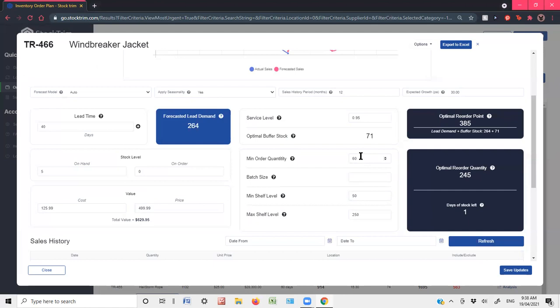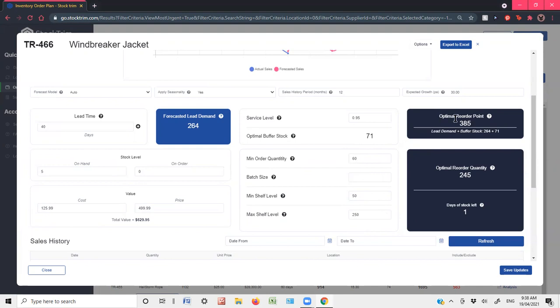Here's our supplier MOQ of 60 units. We can also put in a batch size if required. In this case, I've got a minimum stock level and a maximum stock level as well. So StockTrim is always looking for these data points to help drive and refine the forecast going forward. So in this case, I have to order at least 60 units from the supplier each time I order. I always want to have at least 50 units on hand, and the maximum that I can hold at any one time is 250 units.